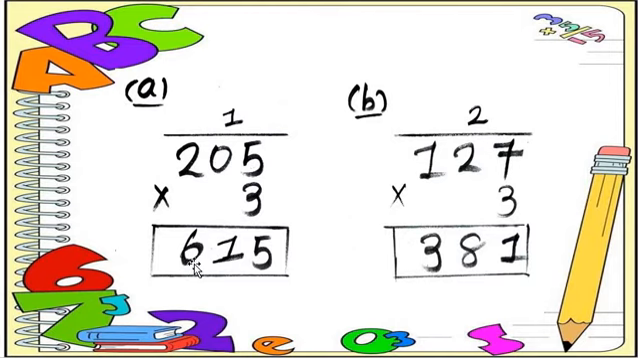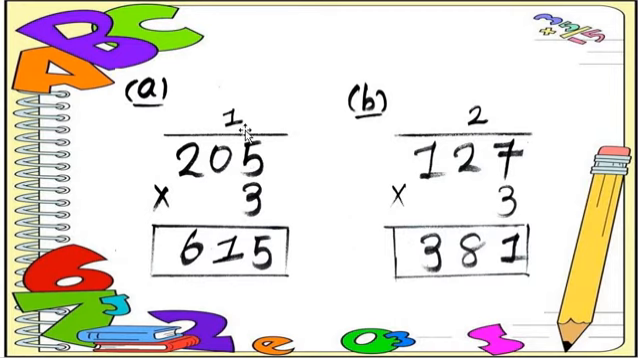Then 3 2s are 6. How many, all students? 3 2s are 6. Very simple question. Okay, again I am repeating for you all students: 205 multiplied by 3 is equal to, we got 615. What we got? 615. Got my point, all students?